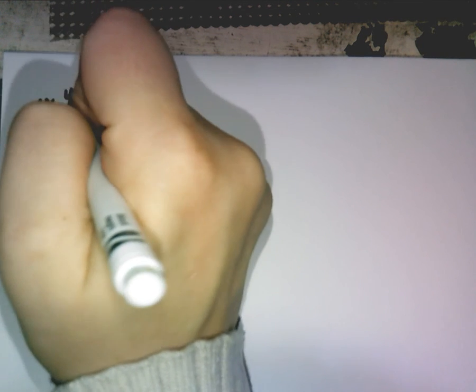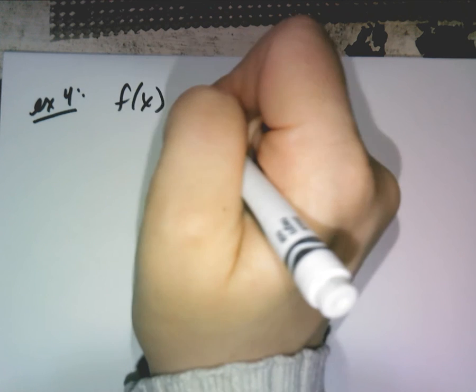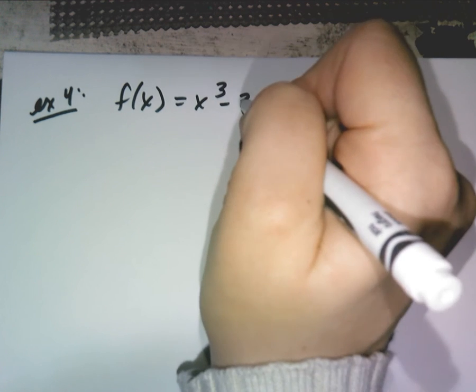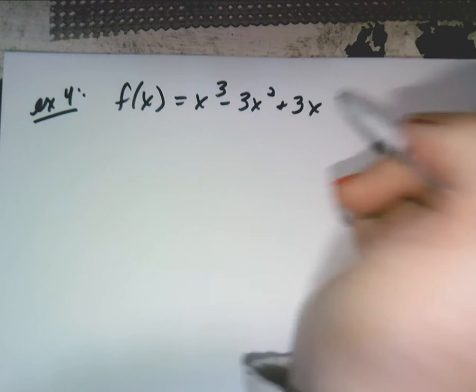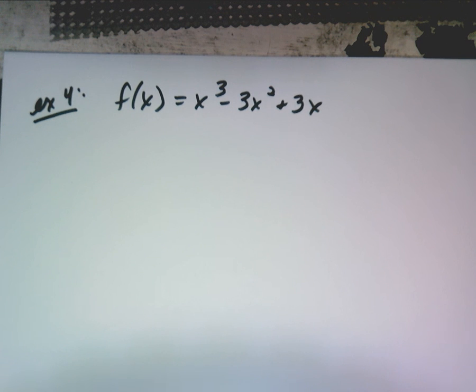This one is different because it goes against all the other ones that we've done. Oh, it's increasing, decreasing, it's always going to be in that pattern. It's not. The function is x cubed minus 3x squared plus 3x.